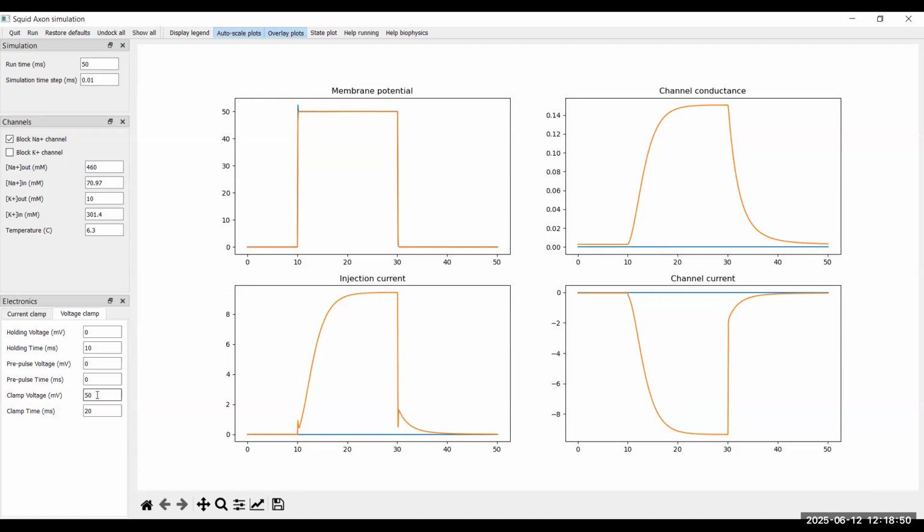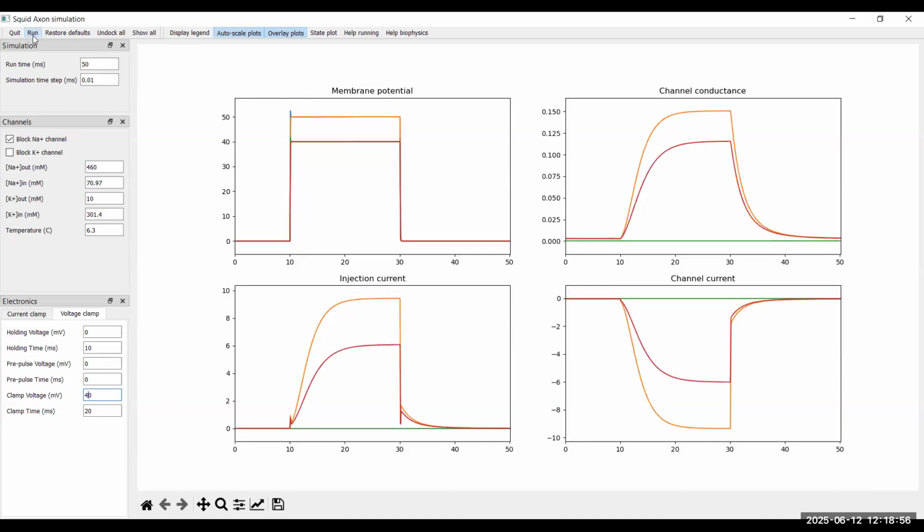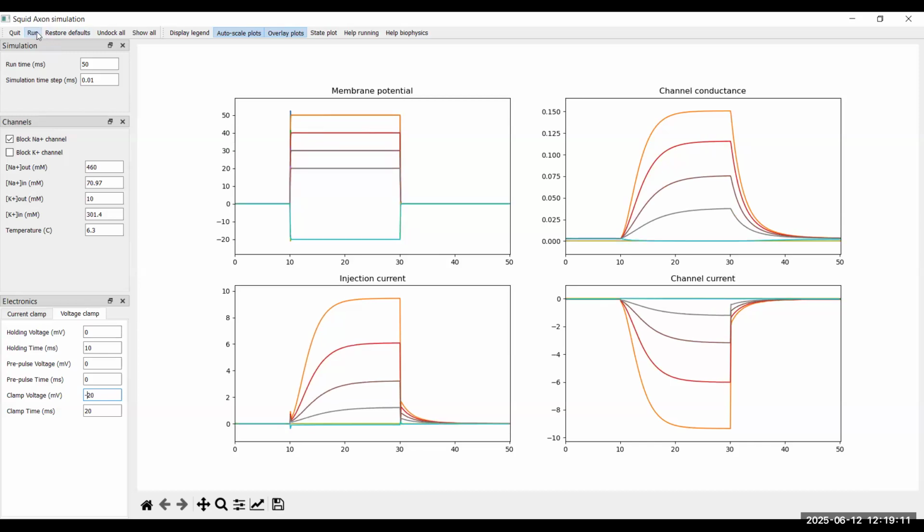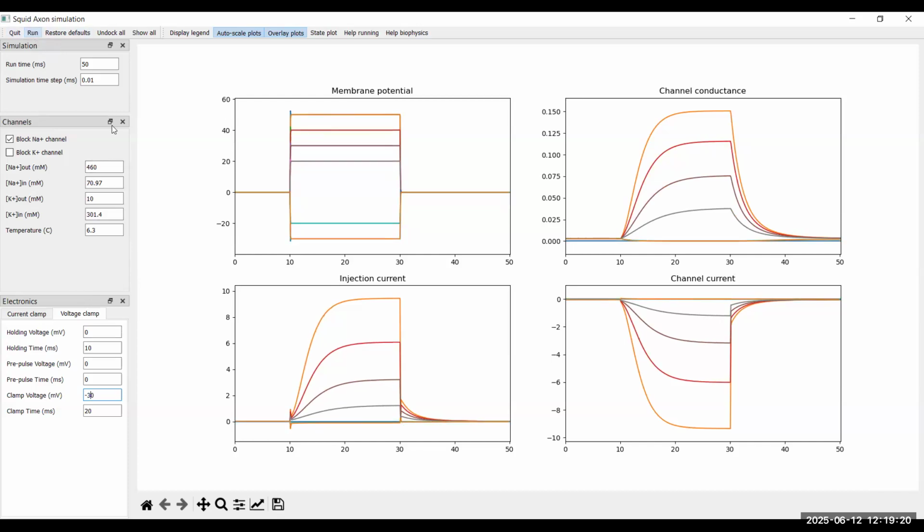So now we did a clamp voltage of 50 millivolts. Okay, we can try 40, run again, 30, run again, 20, minus 20. Minus 20 gives almost zero conductance, right? Minus 30, nothing much to see. Conductance goes to zero because you remember that N. So as you reduce the voltage, N is going to get smaller and smaller and close to zero. So your conductance is essentially zero.